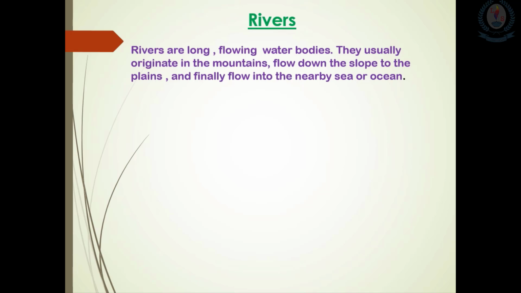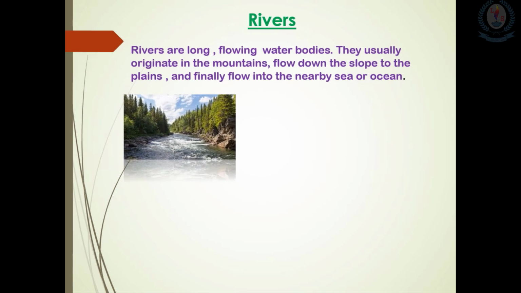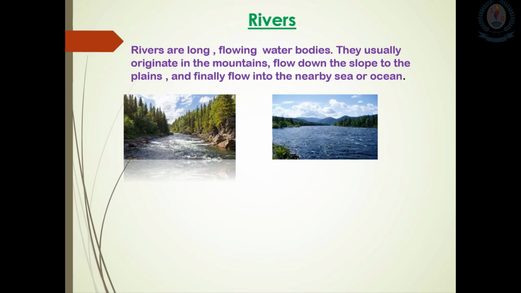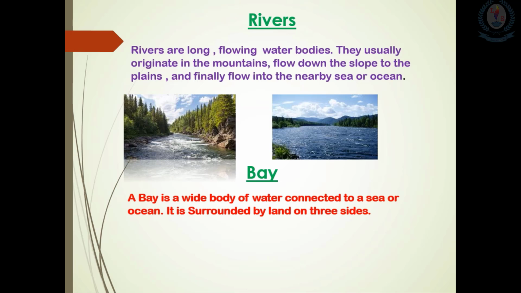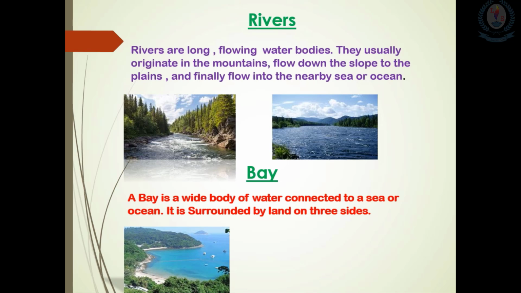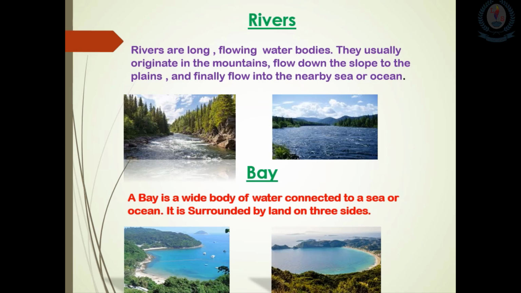Children, tell me, what are rivers? Yes, rivers are long, flowing water bodies. Now you can see some pictures of rivers here. Are they beautiful, children? Our next water body is bay. A bay is a wide body of water connected to a sea or ocean. It is surrounded by land on 3 sides. Tell me children, what is a bay? A bay is a wide body of water connected to a sea or ocean. You can see some pictures of bays here.